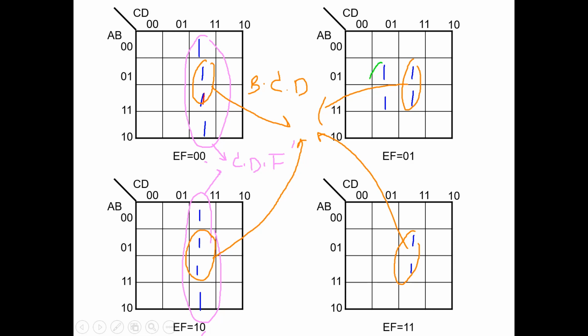This term, you must select all of one, right? You should select these two cells also. Is it good enough if I select only these two cells? No, you can select these four. Okay? So tell me the product term of these four cells.